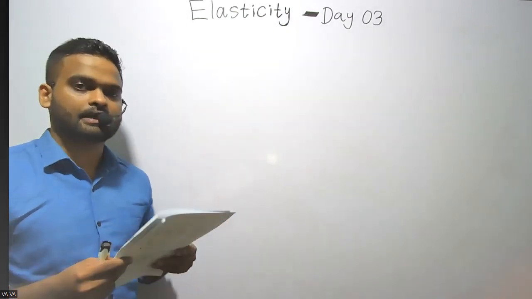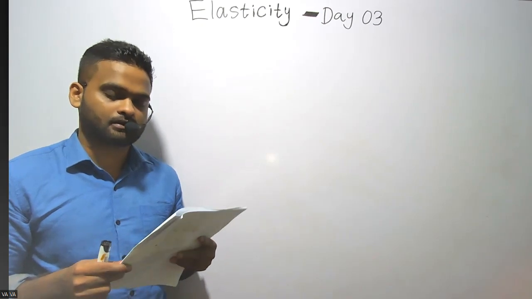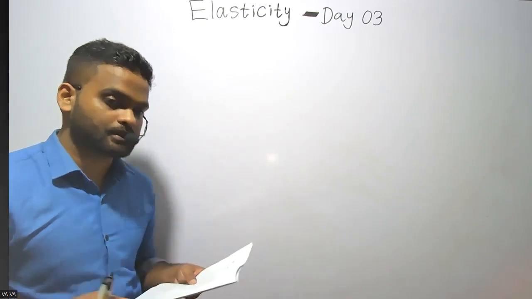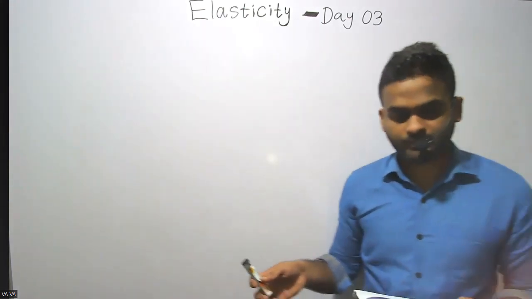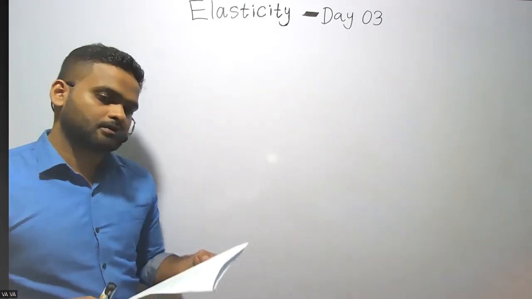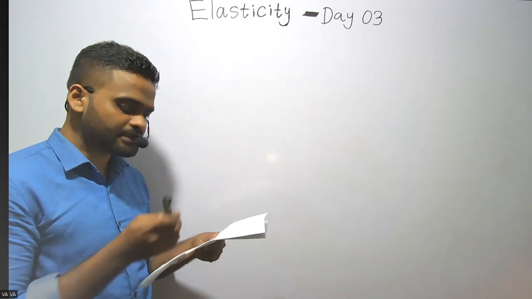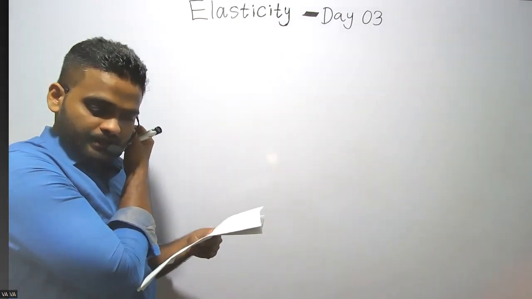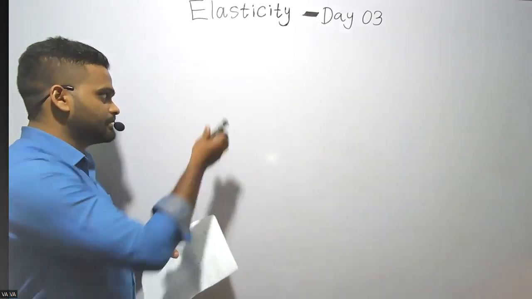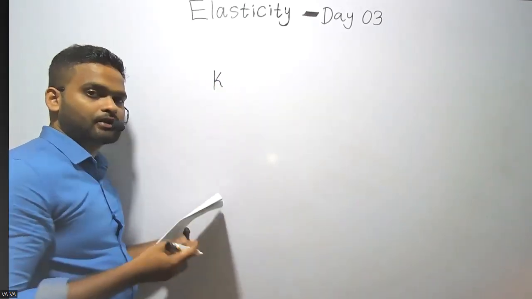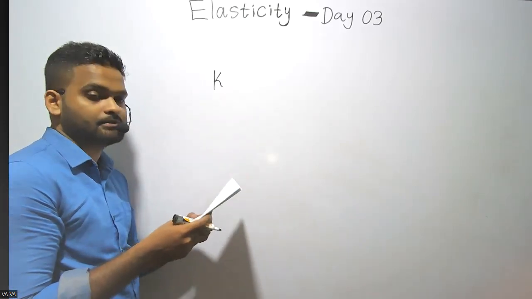Right. Then let's try 27. First try the question and send me the answer. Try the question, send me the answer. 27. Right. To increase the length of a wire by a unit extension, required force is K. So they are talking about the spring constant, or you can say force constant. Actually force constant here, right? Because it's a wire.